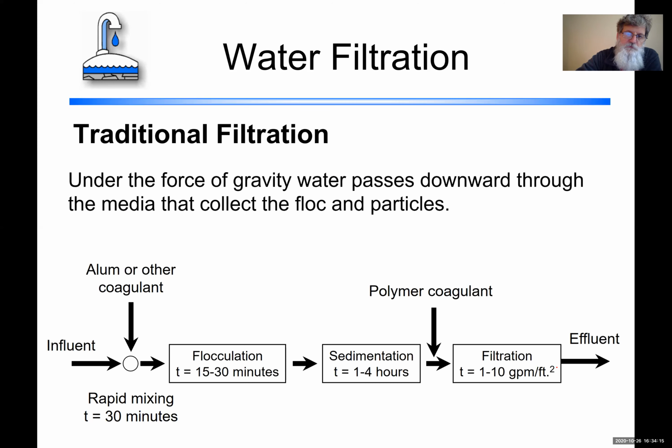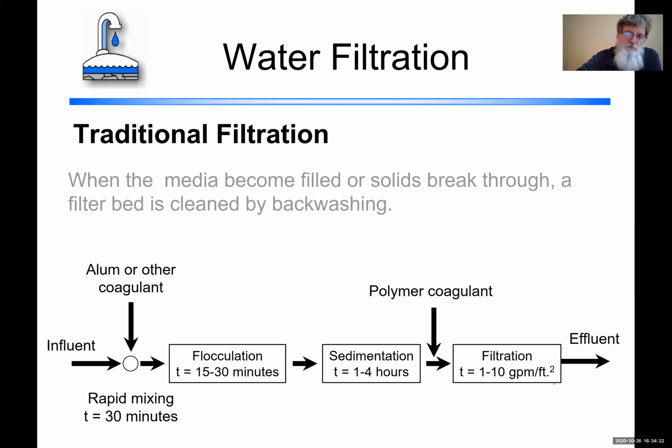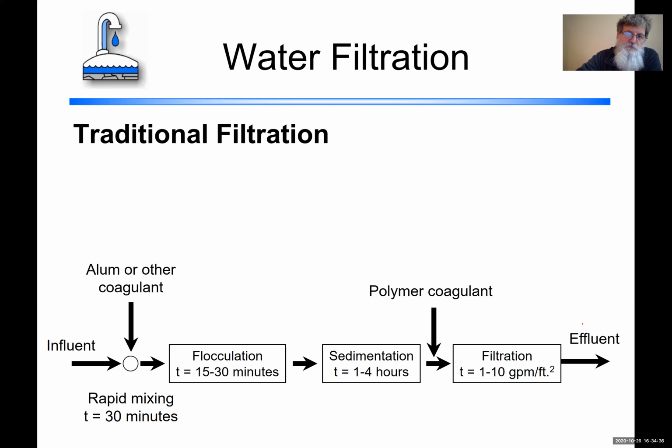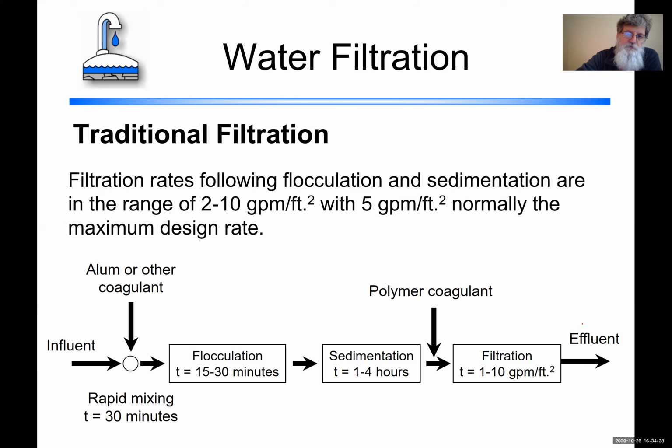Under the force of gravity, the water will pass down through the media, and of course, all the floc particles will be collected. When the filter media becomes filled or full, we call that breakthrough. You start to get solids coming out in the effluent water, or the quality of the water goes down. It's time to turn off your filter. And as we talked before, then we'll backwash it. Now, filtration rates for flocculation and sedimentation are in this range here, about 2 to 10 gallons per minute per square foot. As we talked about before, about 5 is a typical design rate.